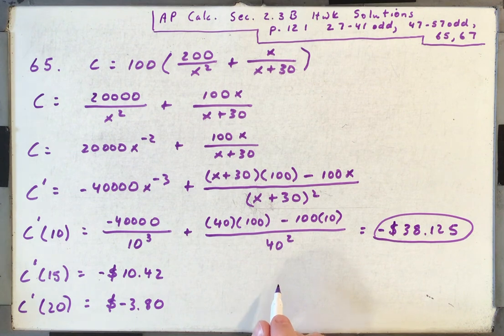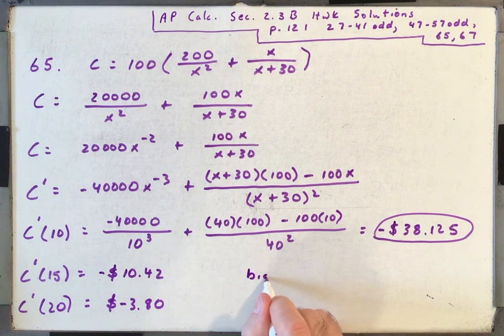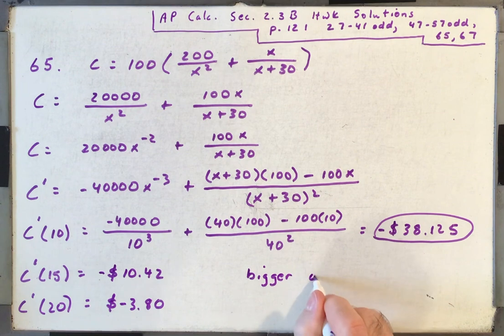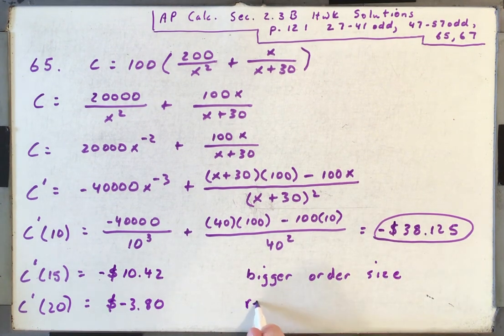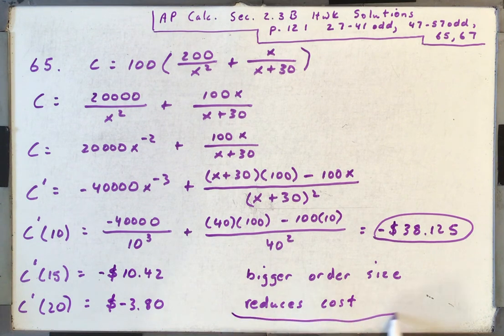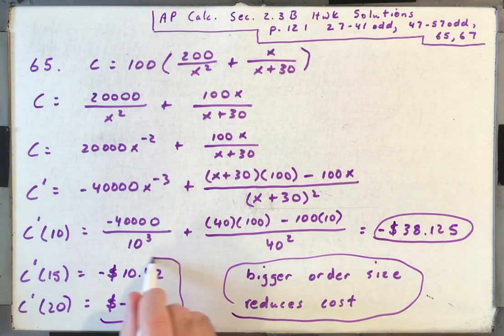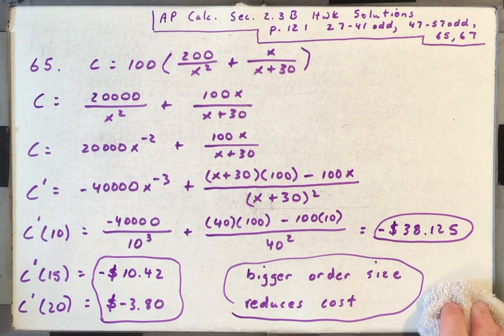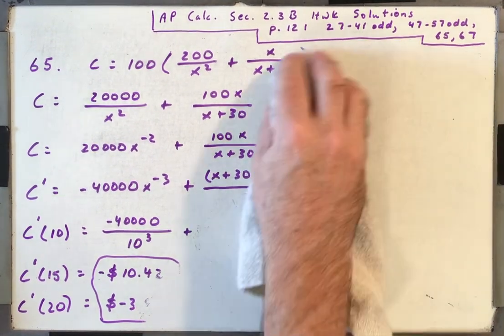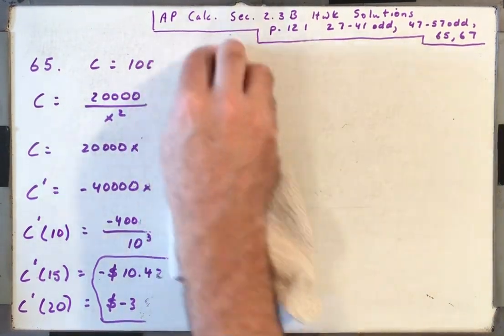These are order sizes, so bigger order size reduces the cost. Okay, so that's also part of the answer, and then these two are part of the answer. Okay, so on that one, taking the derivative is not so bad, but it's tedious to plug those values in and not make a mistake. So you just got to be careful, go slow.